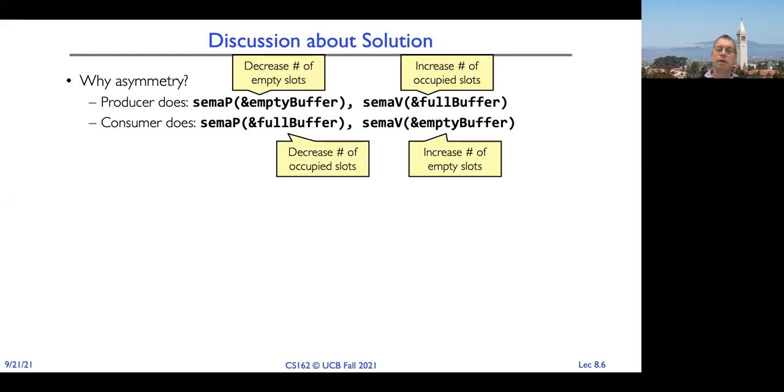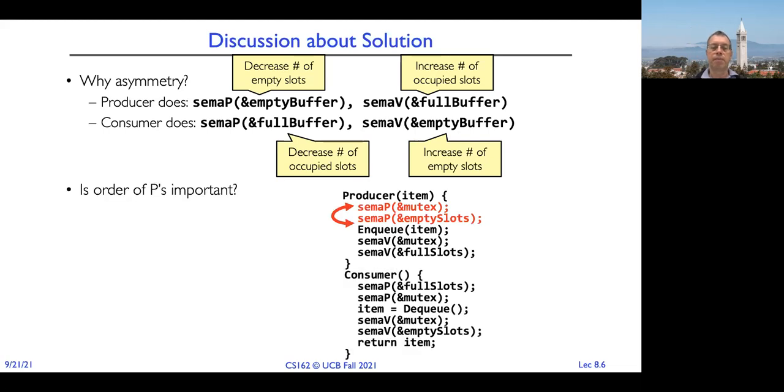The producer has to wait for empty slots to be available, but then once you put the element, you decrease the number of empty slots and you increase the number of occupied slots, and the consumer is the other way around. When there is at least one element in the buffer, you decrease the number of occupied slots because you take one element, and then you also increase the number of empty slots, right?